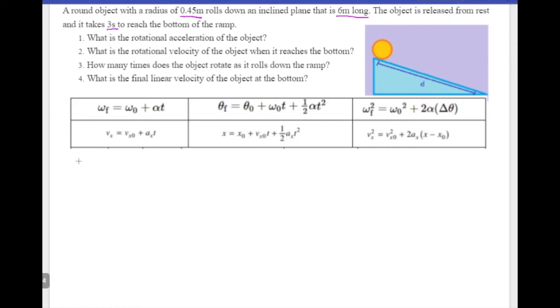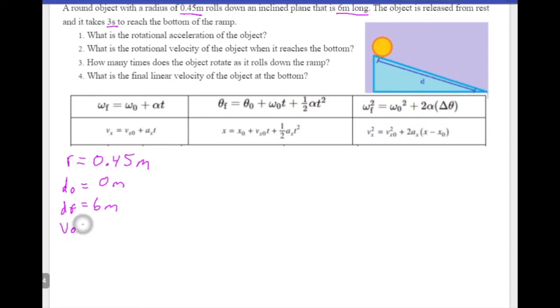So first thing I recommend we do is list our variables. We know that the radius is 0.45 meters, so I'm going to list that down below. Next, I'm going to start listing my linear variables, starting with my initial distance, which is just 0 meters. Then my final distance would be the final length of the ramp, which is 6 meters. From there, I'm going to list my initial velocity. It tells me that it's rolling down and starting from rest, so that would be 0 meters per second. My final velocity is unknown. I don't know the final speed. My acceleration is also going to be unknown. And then the time it takes to reach the bottom is 3 seconds.